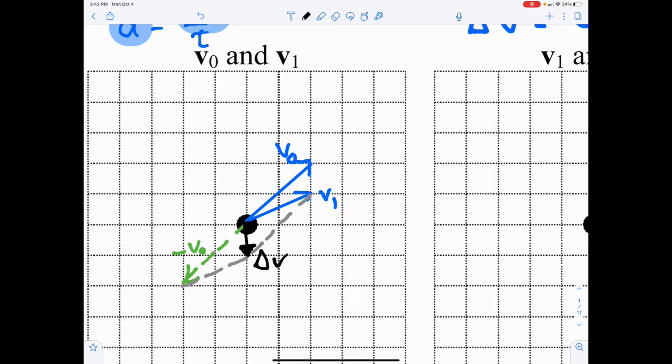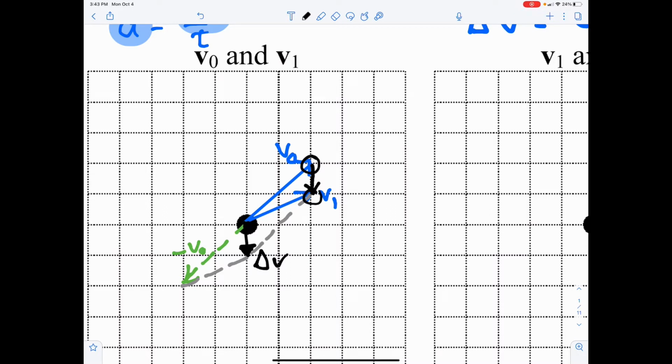There's our delta V. Okay. Now this is kind of the long way to do it. A much shorter and easier way, I think, would be to draw your two vectors, both tails coming from the object, and then draw an arrow from the tip of one vector to the tip of the other, just like this.